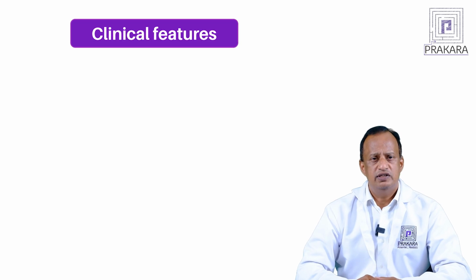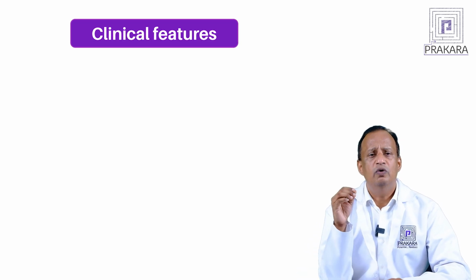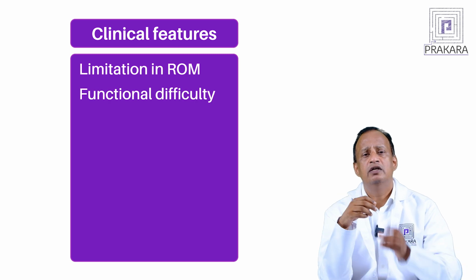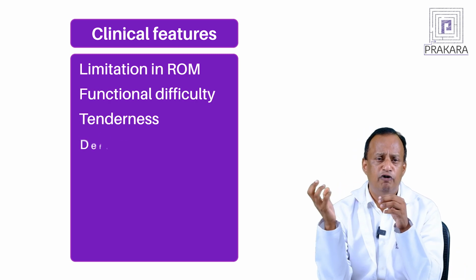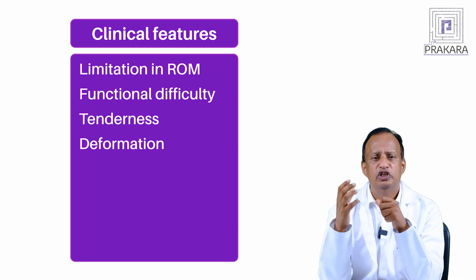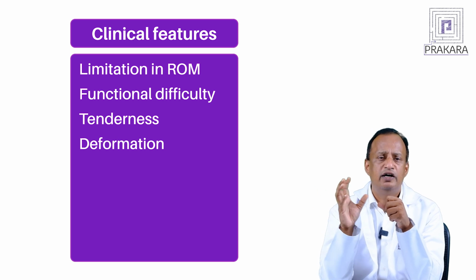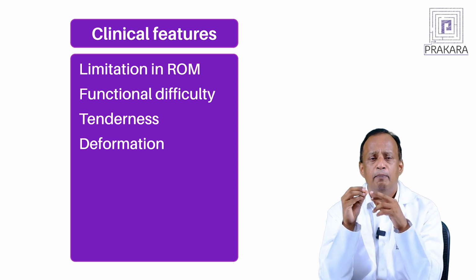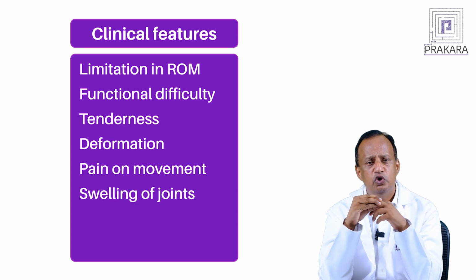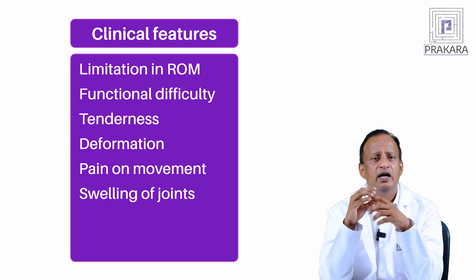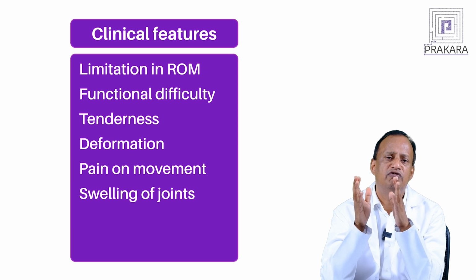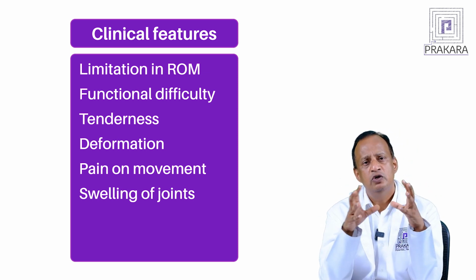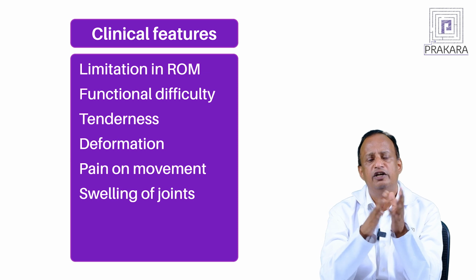The clinical features, as we know, are limitation of the range of movement and restriction of the functional activity, and there would be tenderness and deformation associated with that. The functionality of the person also gets reduced while attempting movements. So there would be pain on movement, swelling of the joints and restricted range of movement, and indirectly that causes weakness of the muscles, because pain causes inhibition of muscle activity. So that is reducing the functionality of the hand.